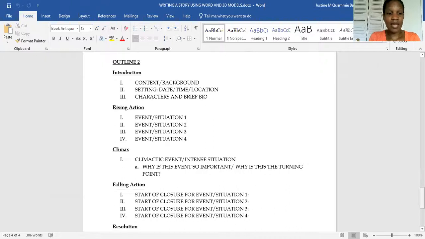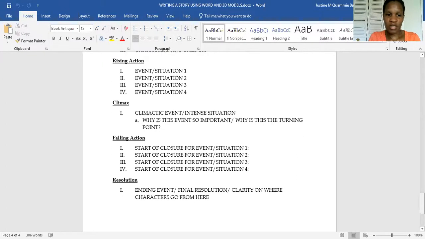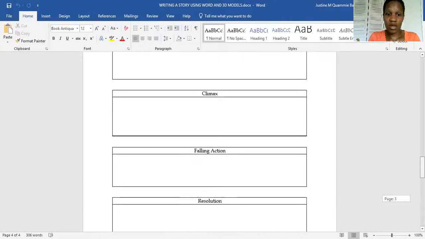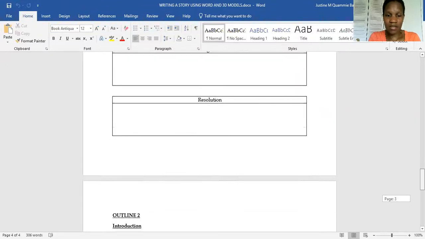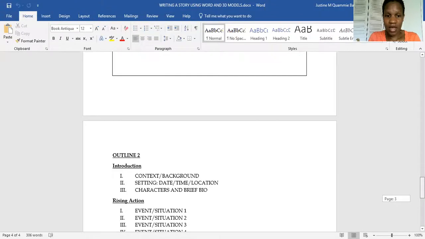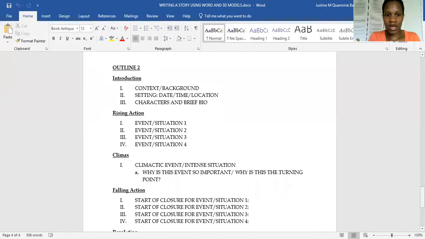And this is the second outline. So you get introduction, all the stages of the plot structure. And this is just more specific. So you can actually choose which one is more comfortable for you to use. This one has only boxes, and I'll take you through how I use this one. And then this is more of a specified outline, okay?